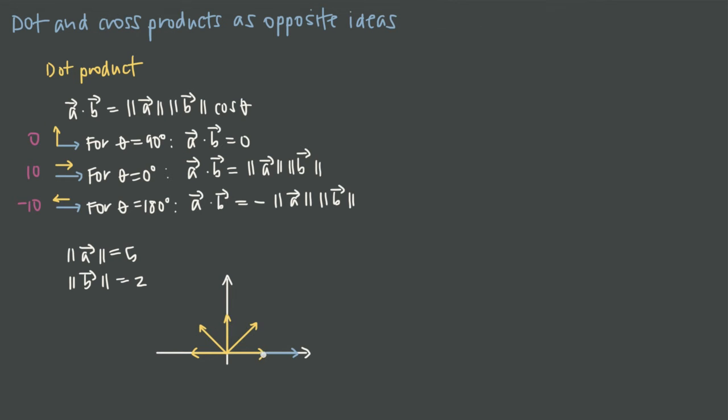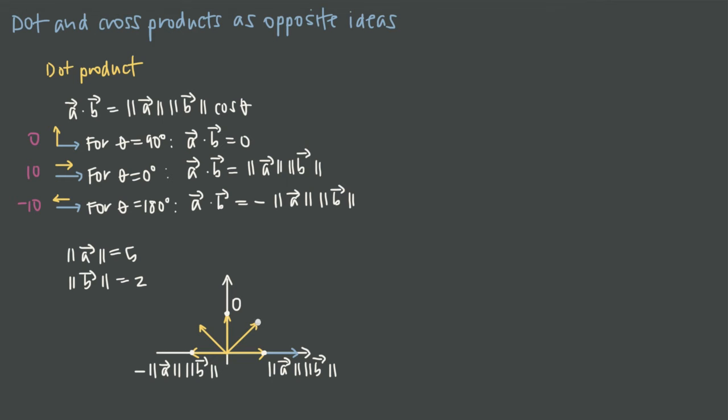Right at this point right here, we said the dot product is just going to be the product of the lengths of the two vectors. And right at this point right here, we said the dot product is going to be the negative product of the lengths of the vectors. Right at this point right here, the dot product will be 0.